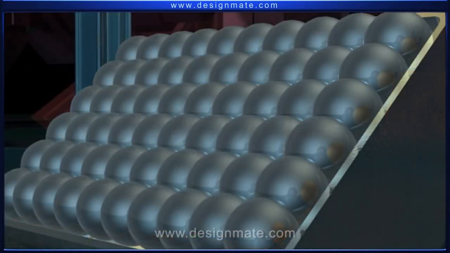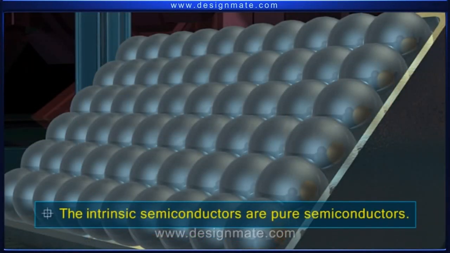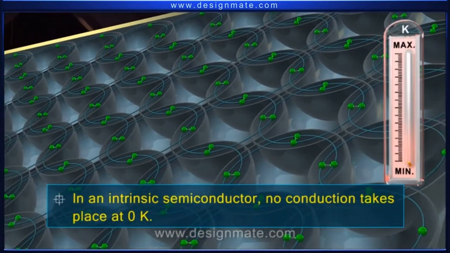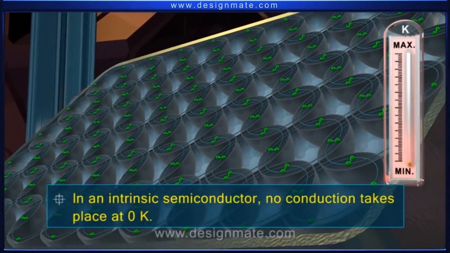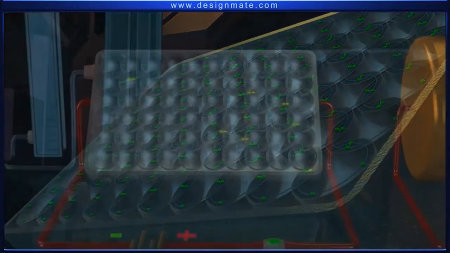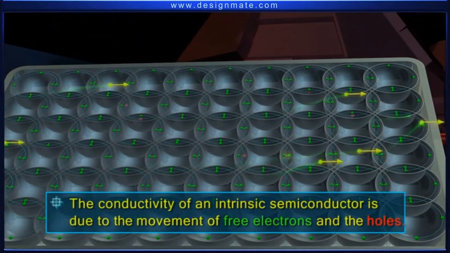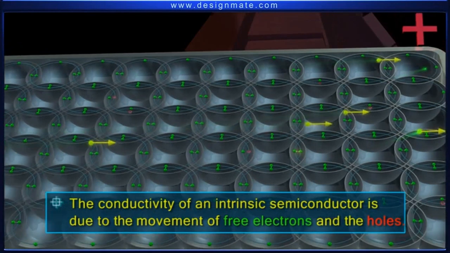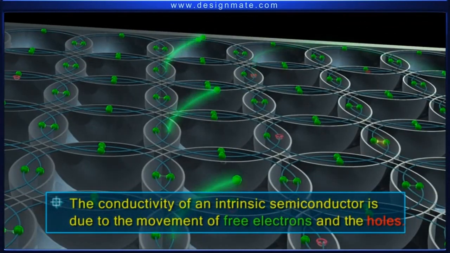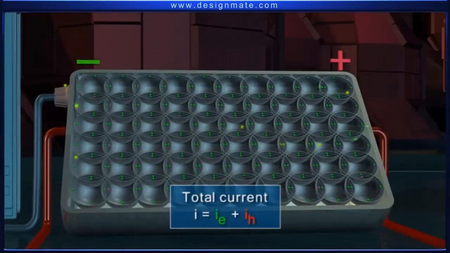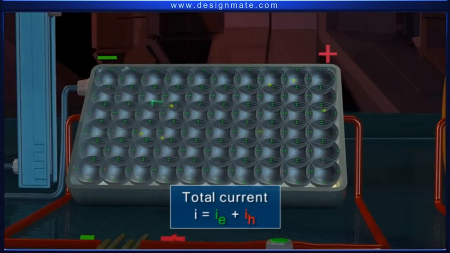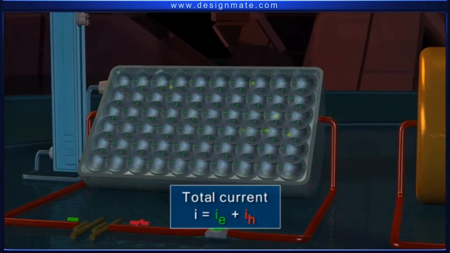Thus, we have learned that the intrinsic semiconductors are pure semiconductors. In an intrinsic semiconductor, no conduction takes place at 0 Kelvin. The conductivity of an intrinsic semiconductor is due to the movement of free electrons and the holes. That is, I equals IE plus IH.